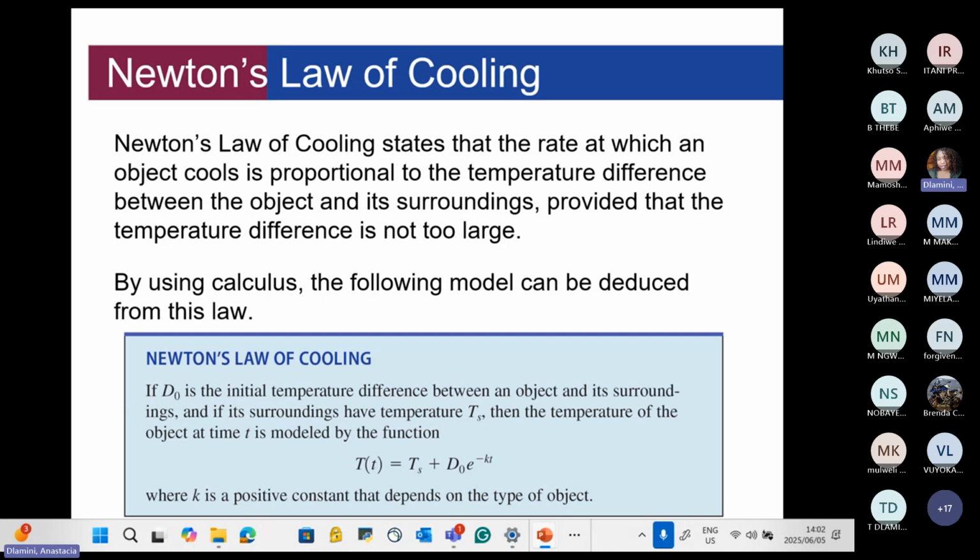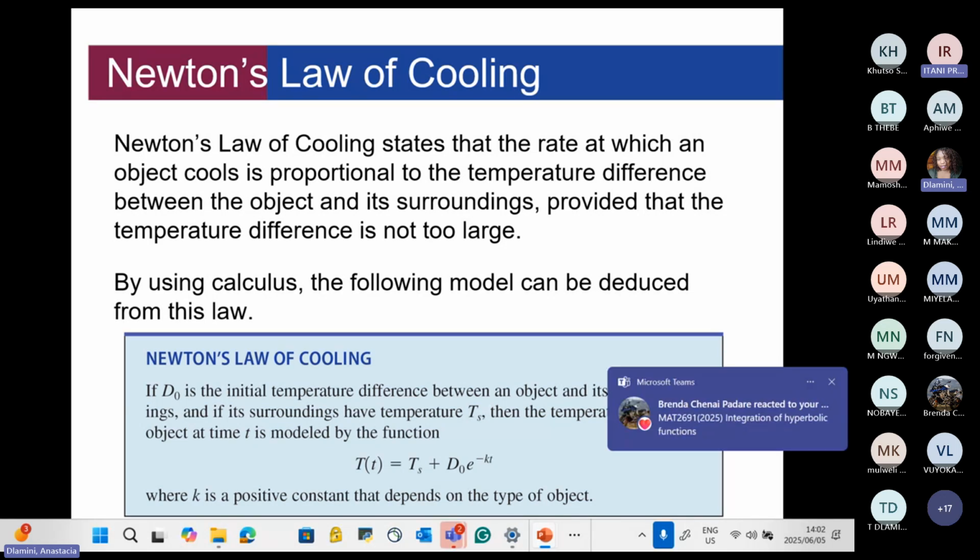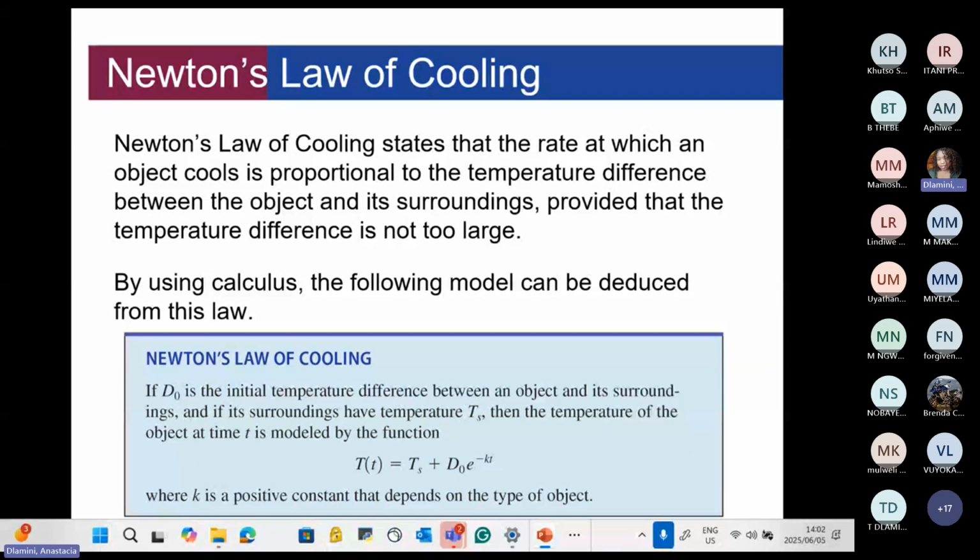Okay, let me not ask you now. If D0 is the initial temperature difference between an object and its surroundings, and the surrounding has a temperature of Ts, then the temperature of the object at time t is modeled by the function T equals Ts plus D0 e to the power of negative kt, where k is a positive constant that depends on the type of object.